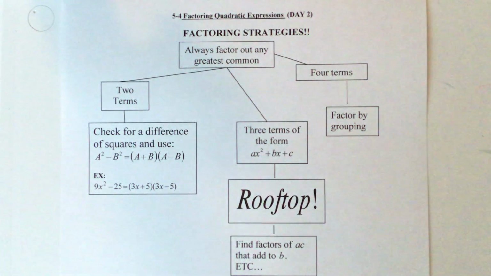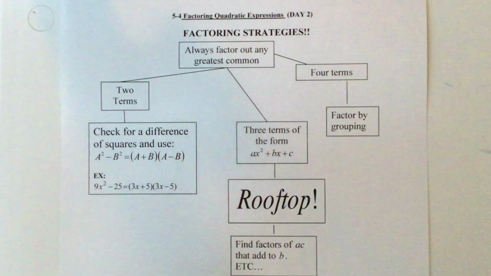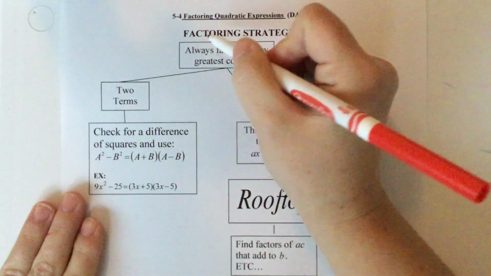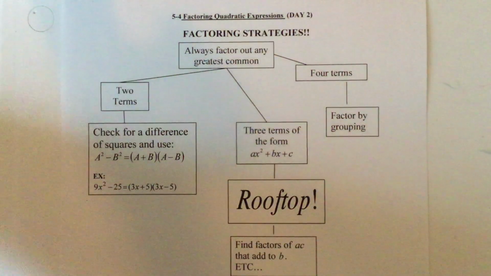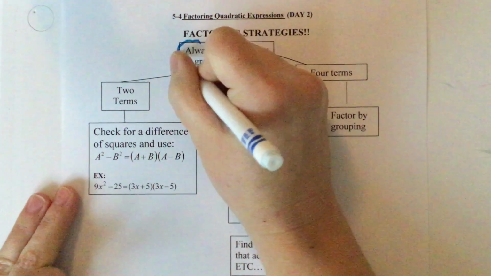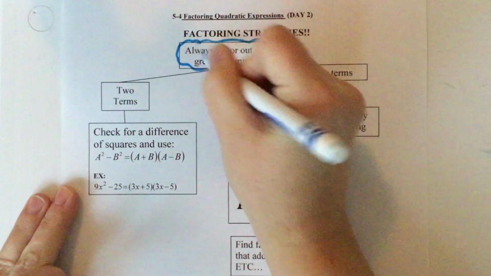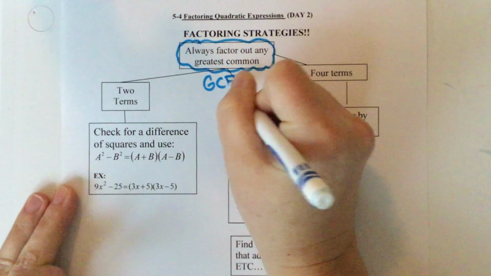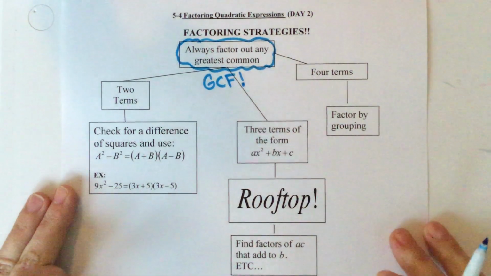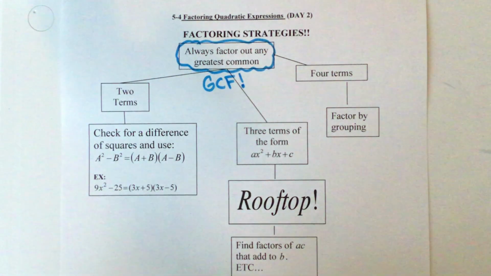Okay, we are moving on to our second factoring lesson. I'm showing you this flow chart again. I want to remind you the first rule of factoring is to always look for the greatest common factor, GCF. It's your number one rule of factoring. You always need to look for it. If it has one, we'll take it out.